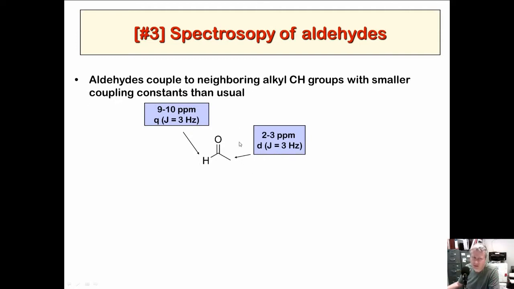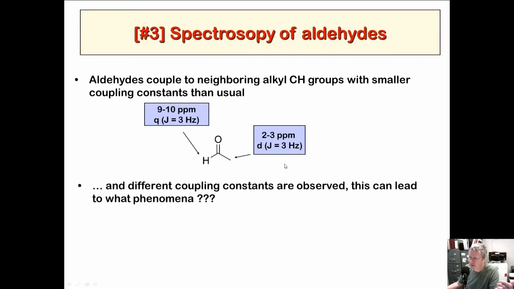Because what's a normal J value? We say 7 to 8. 7 to 8 for a normal J value. All right. And different coupling constants can lead to what phenomenon? And that is the complex splitting thing that we saw in alkynes, for example.